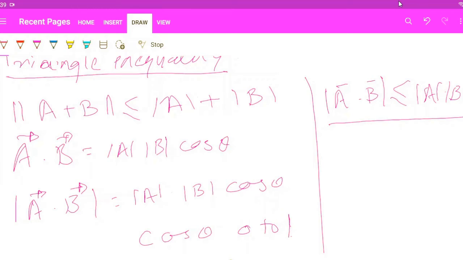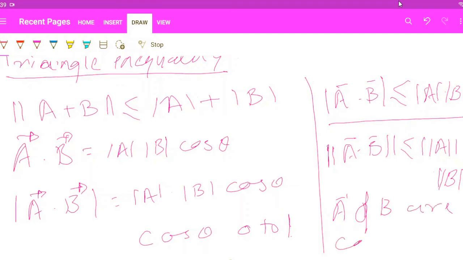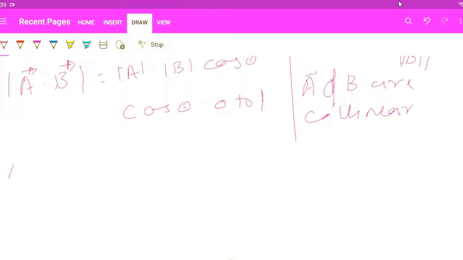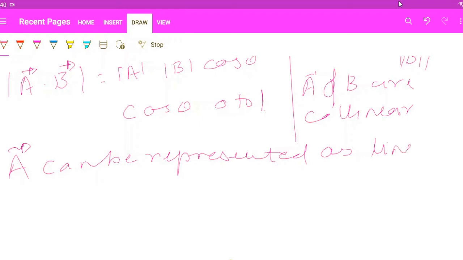A similar thing exists in vector spaces as well, which is known as the Cauchy-Schwarz inequality. It states that the norm of A dot B is less than or equal to the norm of A times the norm of B, and this is equal if and only if A and B are collinear. What do I mean by collinear? It means that A can be represented as a linear combination of B.